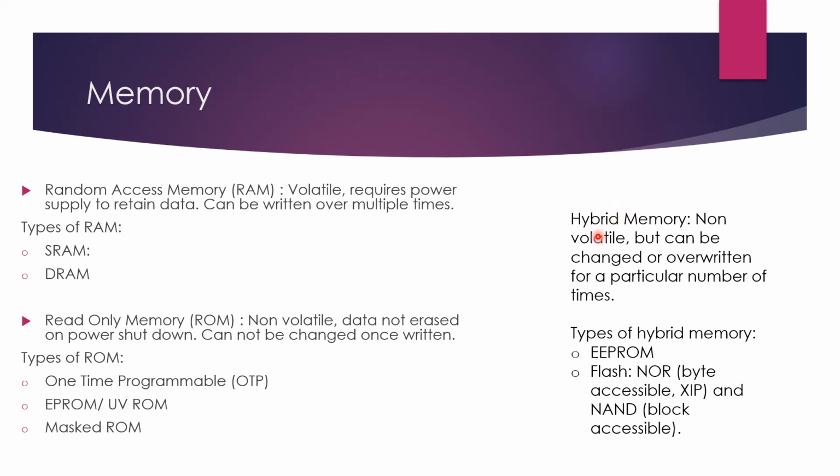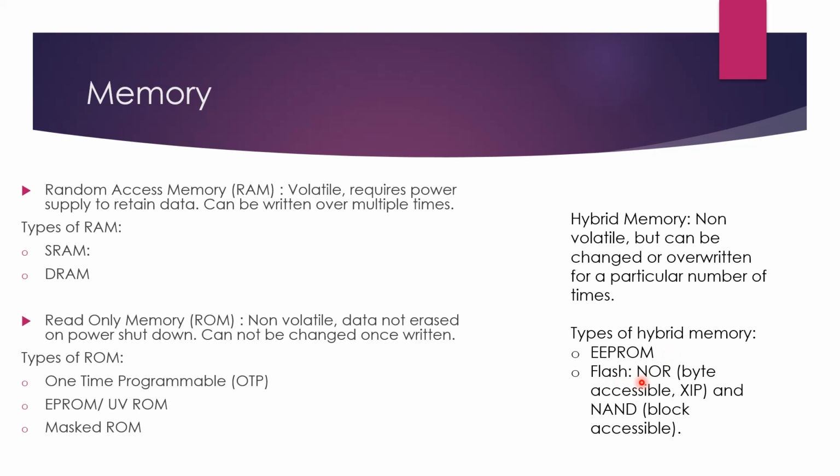There is a third type of memory which is hybrid memory. This is non-volatile but can be changed or overwritten for a particular number of times with relative ease. Now, the types of hybrid memory are EEPROM or electronically erasable programmable read-only memory. Then we have flash. Now, flash memory again has two types: NOR and NAND.